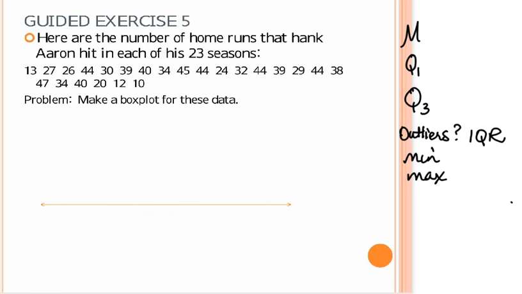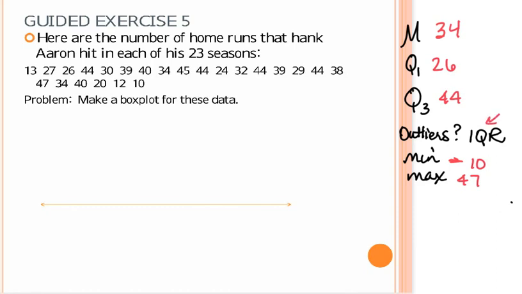I am going to tell you that the minimum number that he hit was, okay, there we go. The minimum was 10. The maximum was 47. Quartile 3 is at 44. Quartile 1 is at 26. And the median is at 34. Now, if you work all this out, the IQR happens to be 44 minus 26. 18. So the IQR is 18.